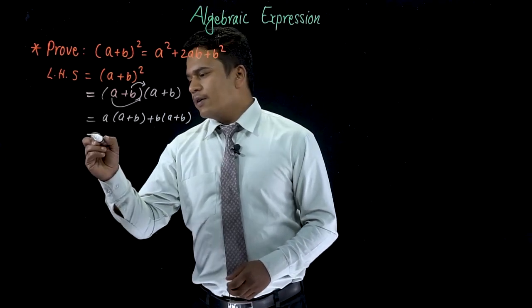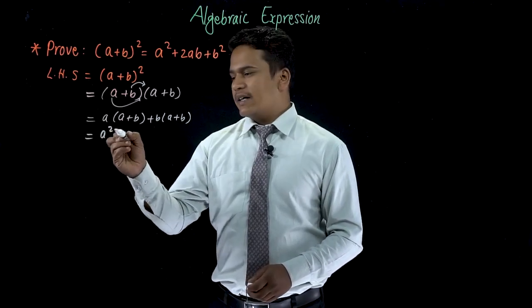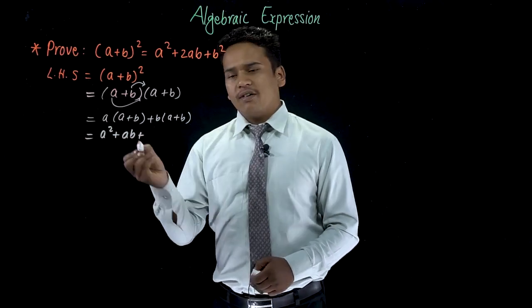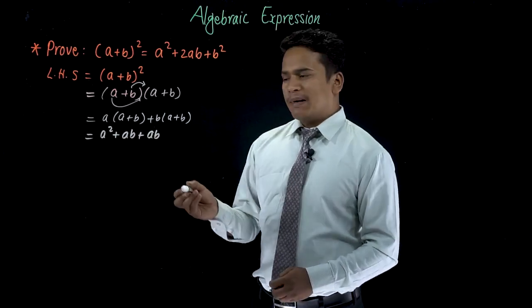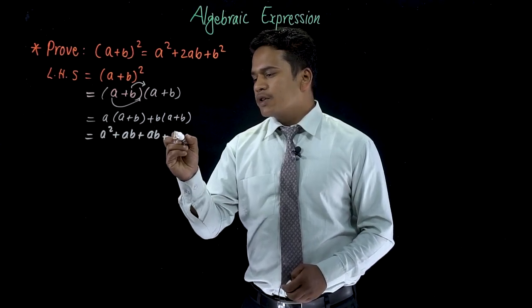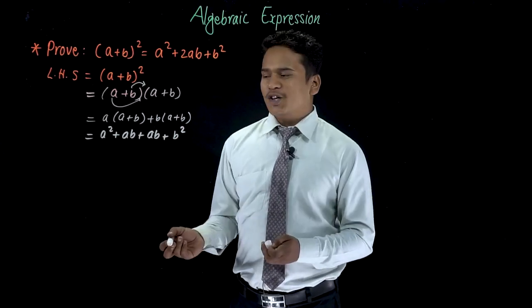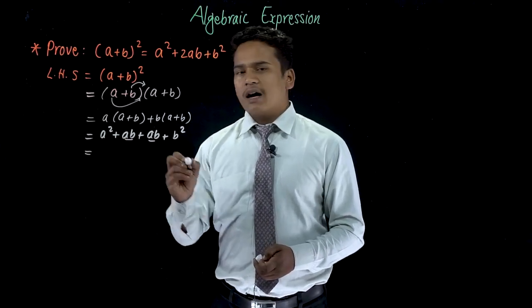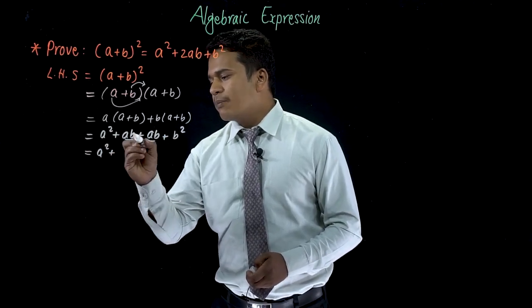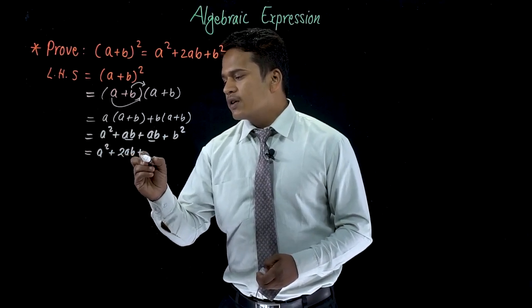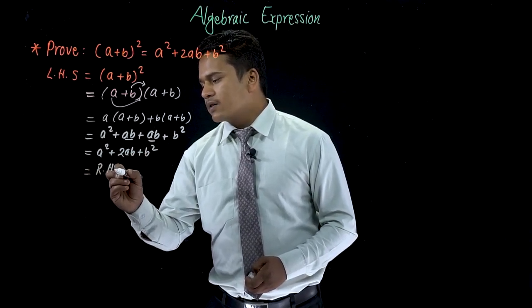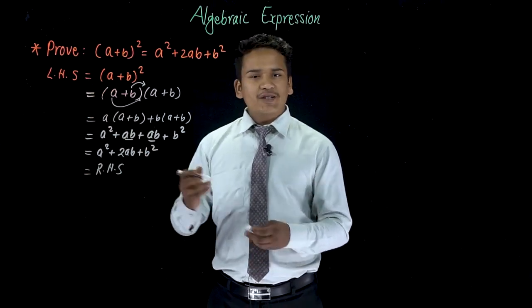And doing this, we get a². a times a is a², plus a times b is ab, plus b times a is ba, but in alphabetical order we write ab. Now symbol multiplies symbol. Positive multiplied by positive always gives positive, so b times b is b². Now it's all about finding the like terms. ab and ab, these are the like terms. Since we got positive, we are going to add them. So we will have a² + 2ab + b², and that's exactly what we needed to prove. It is equal to RHS. So LHS equals RHS, hence we proved this.